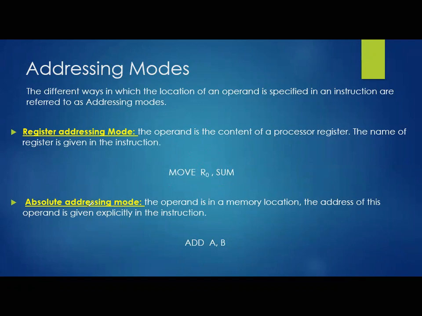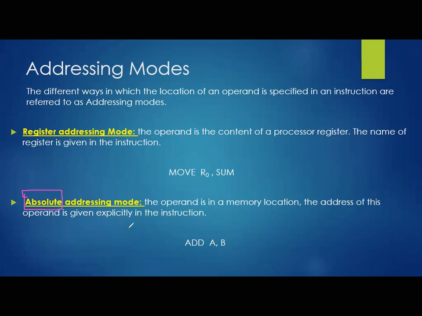Then the second one, absolute addressing mode. We'll see this. What is this absolute? One more name we have is direct. Instead of absolute, in your exam they may ask you for direct addressing mode. I repeat, absolute addressing mode has one more name, called direct addressing mode. What is this absolute addressing mode? The operand is in a memory location.